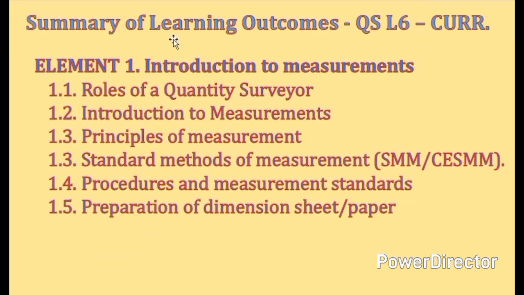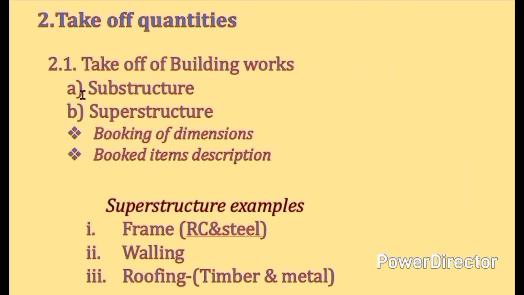So let me give you a summary of learning outcomes, which are borrowed from the Quantity Survey Level 6 curriculum. For element 1, I believe you can read for yourself from various textbooks, and then I'm going to start with the take off of quantities. As per this case, we have two major building works, that is substructure and superstructure. So we are going to do both booking of dimensions and booked items description.